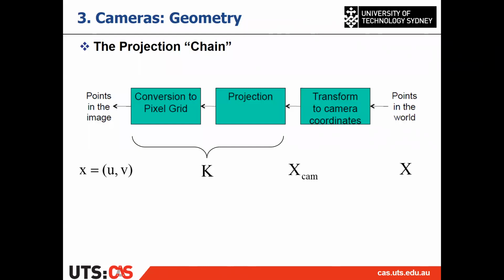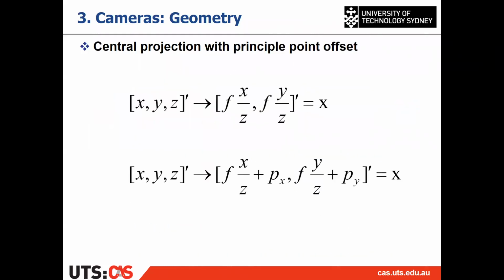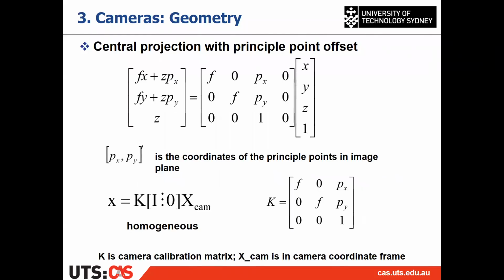So let me give you a very brief conclusion about this camera projection. Suppose you have a question about projecting a 3D point onto an image, and the question wants you to calculate the location of that 2D point on the image. The first thing is you need to check if that 3D point is in the world coordinate frame or in the camera coordinate frame. If it is in the camera coordinate frame, then use the central projection with the principal offset, or you can use the matrix format as well.